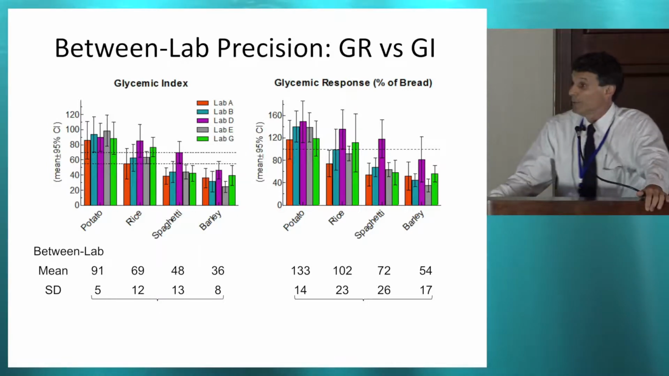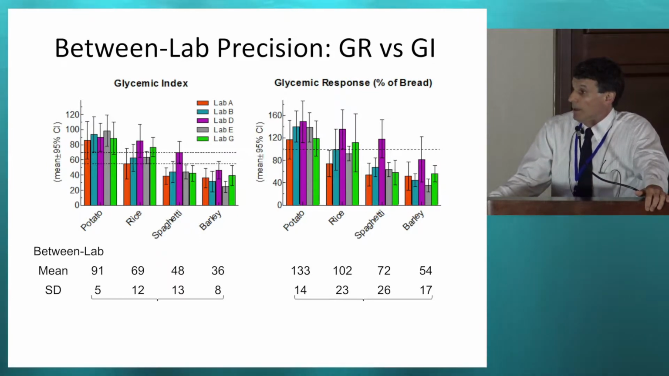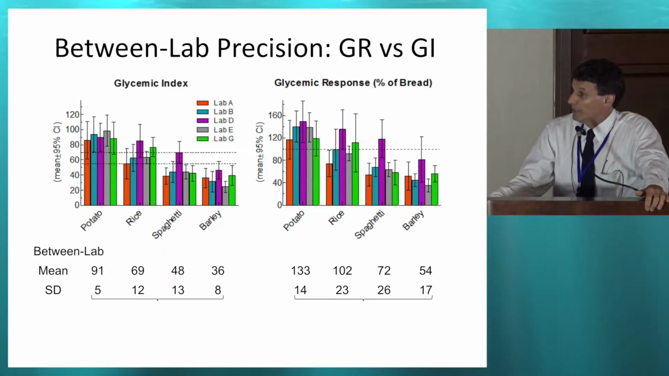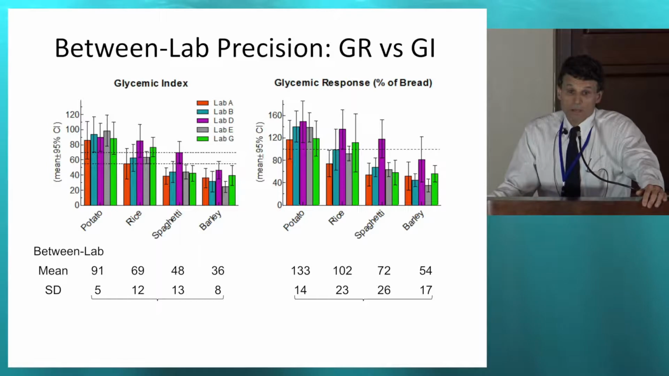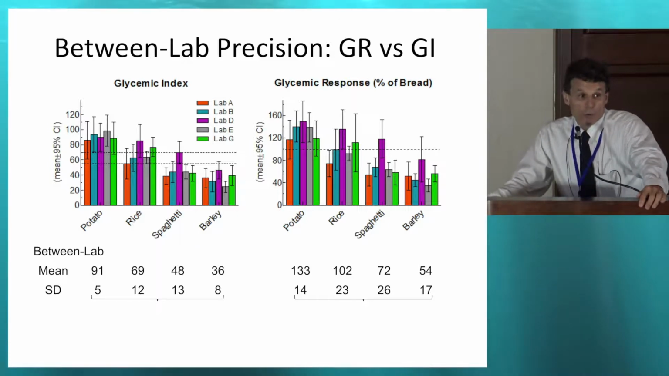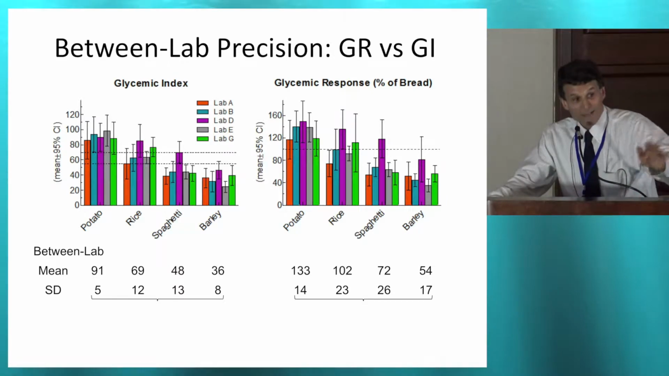And in fact, we can see standard deviation was twice that for GI. Well, you'll say, these are higher means, so if we take coefficient of variation, it's still significantly higher. So glycemic response is not more precise than GI. In fact, it's less precise than GI from exactly the same data.